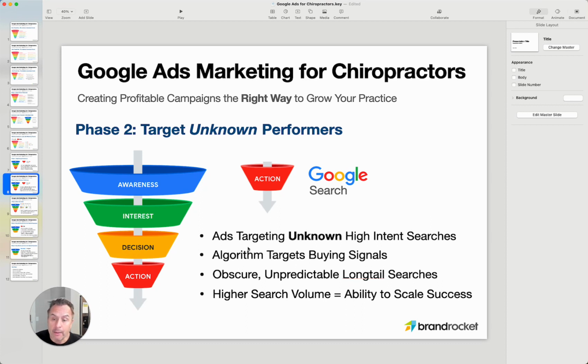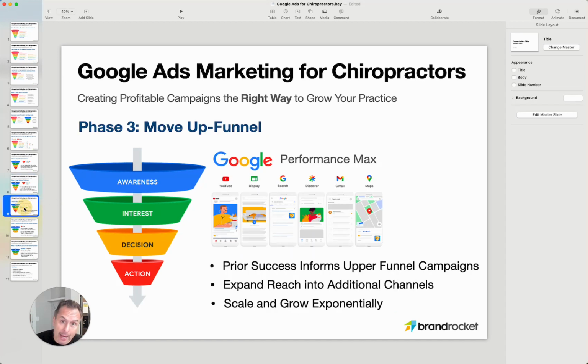So again, unknown high intent searches, algorithm targets the buying signals, and these are obscure, unpredictable long tail searches, and the higher search volume equals your ability to scale success, okay? So once we've dominated the bottom of the funnel searches, the searches that truly matter to your chiropractic practice, then we start to move up funnel and we start to go into other campaign types, right?